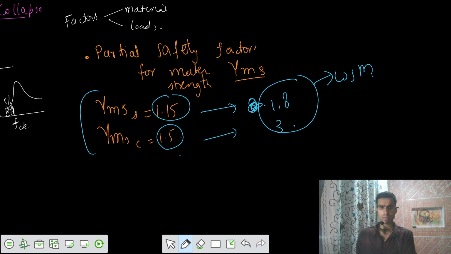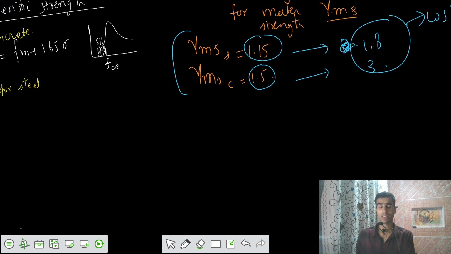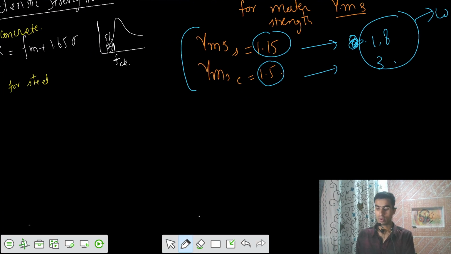Now based on this, can you get the design strength of materials? Based on these factors, we say that there is some design strength of materials.